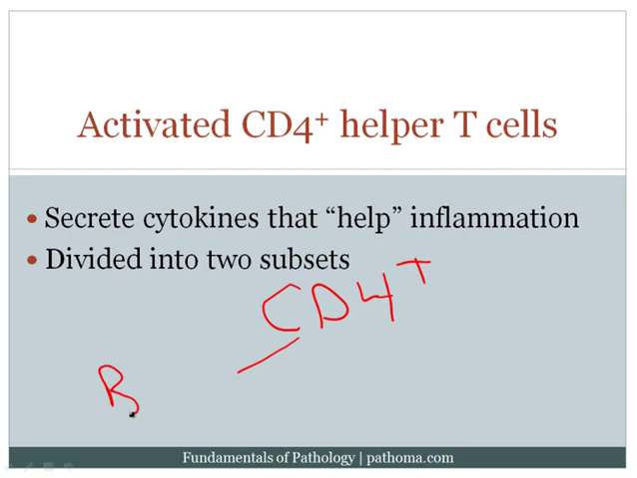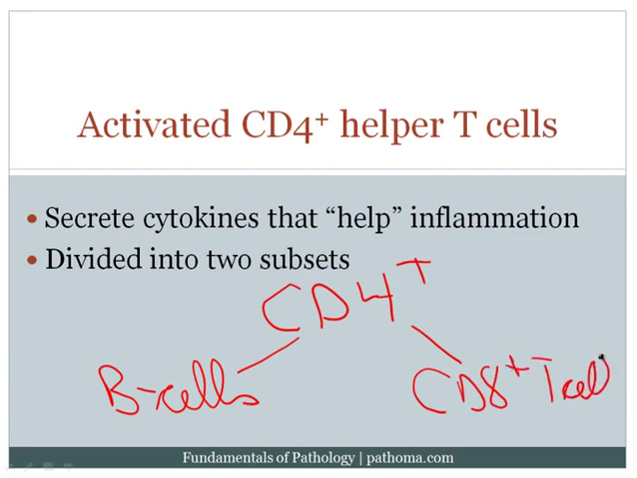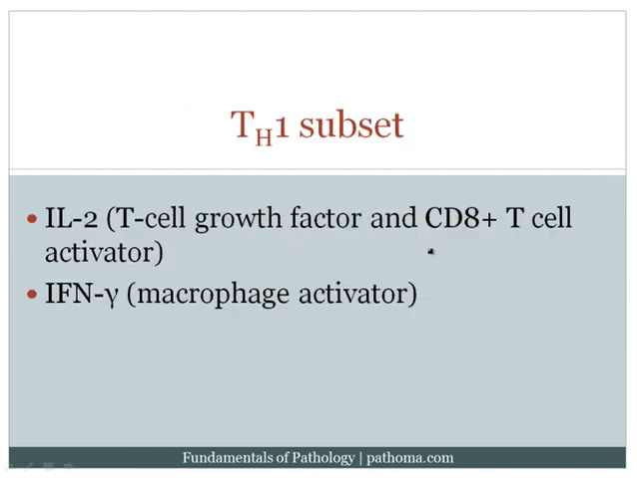It can help B cells, or it can help CD8 positive T cells. And these are the two types of inflammatory responses, and these are the two things that helper T cells will help. And so helper T cells are divided into two subsets. The first is the Th1 subset, and the Th1 subset helps the CD8 positive T cells.